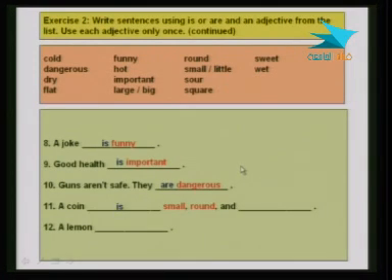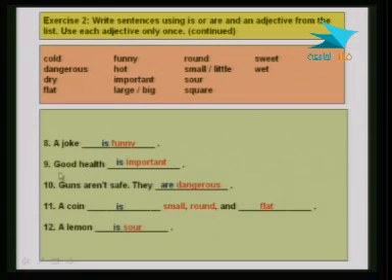A coin is small, round, and flat. And the last sentence here, a lemon is what? Sour. A lemon is sour. So these sentences start with a subject followed by a verb be and then the adjective. This is the subject here. Good health. This word here starts with the adjective, by the way, good, and then the noun health.